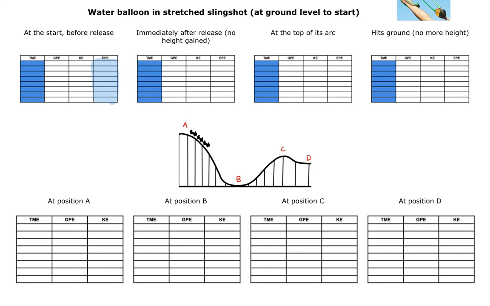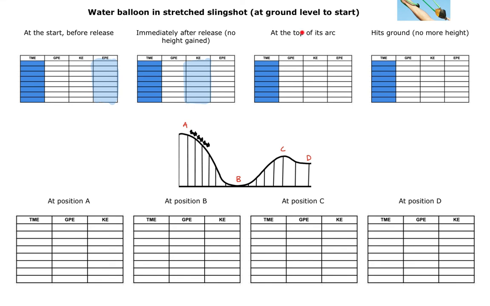Now, after the slingshot is released, immediately after release, but at no height, we still don't have any gravitational potential energy. And we know we don't have any elastic potential energy. So all of that elastic potential energy must have become kinetic. So now we know the balloon is moving really fast. It hasn't gone anywhere yet, but it's starting out with a really large velocity, okay?